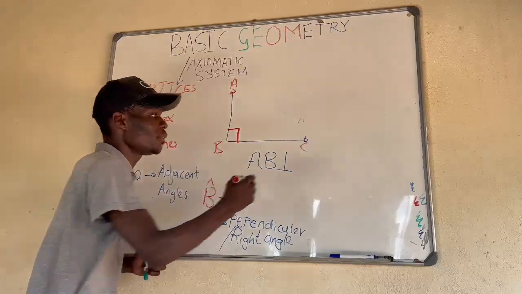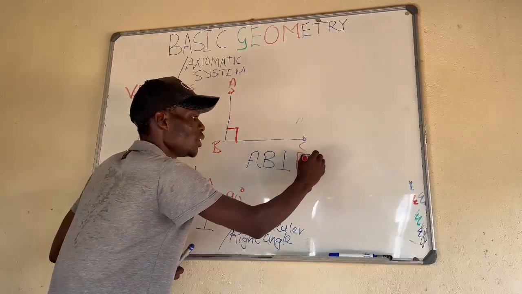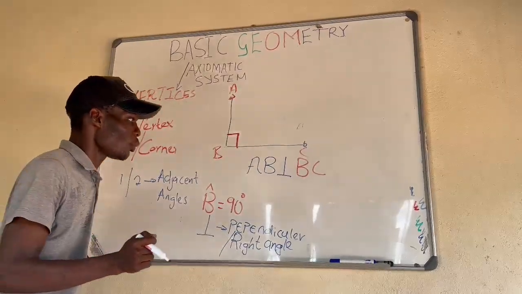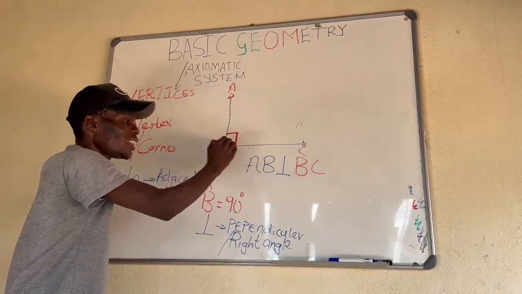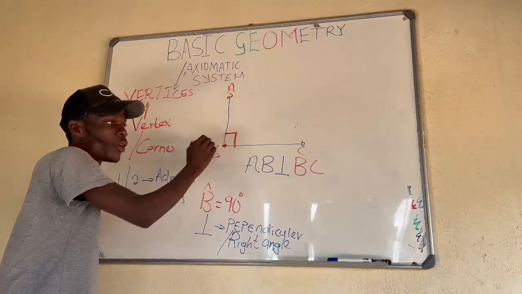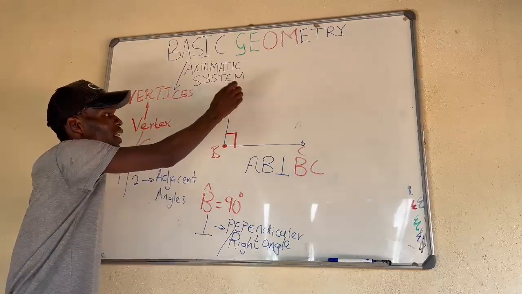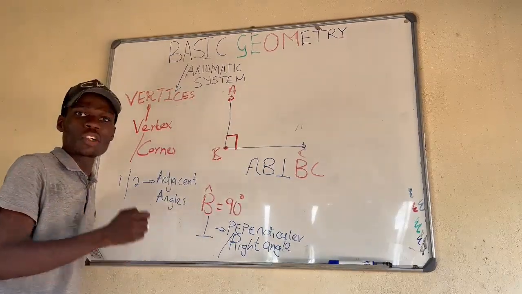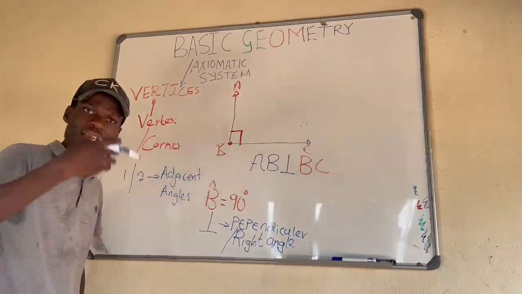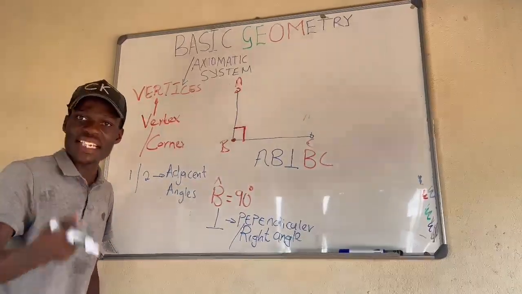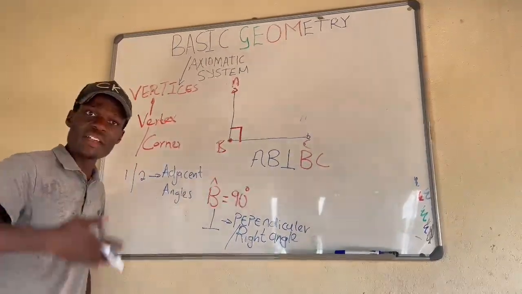AB is perpendicular to BC. In other words, they make an angle of 90 degrees here at the vertex, right? Which means A and C, if you check, have a common vertex, a common corner. They have the same corner.